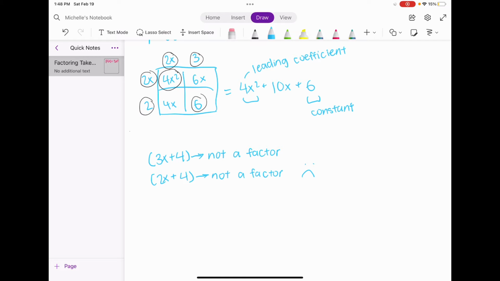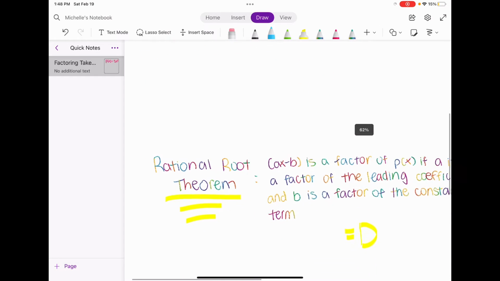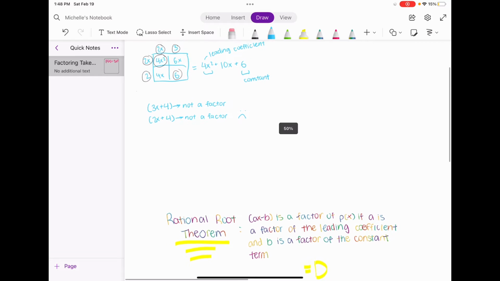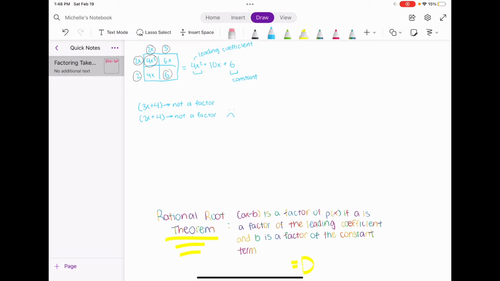Okay, so what I just explained to you guys actually has a name. It's called the rational root theorem, and this states that ax minus b is a factor of p of x, which refers to any polynomial function, if a is a factor of the leading coefficient and b is a factor of the constant term. So, for example, we know that 2x plus 3 is a factor of 4x squared plus 10x plus 6, because 2 is a factor of 4 and 3 is a factor of 6. And yeah, that checks out.